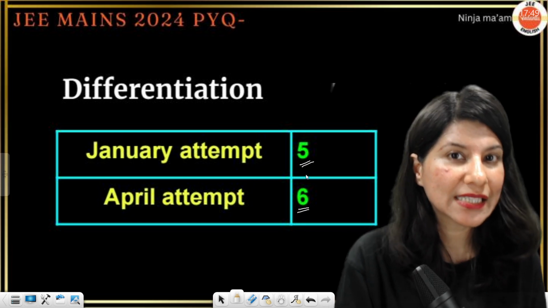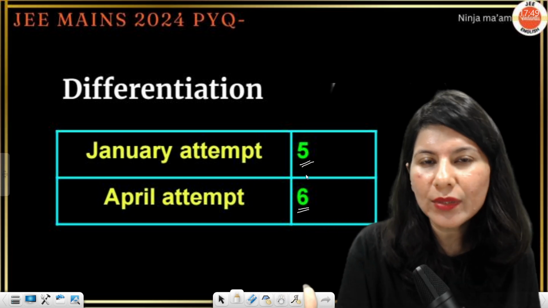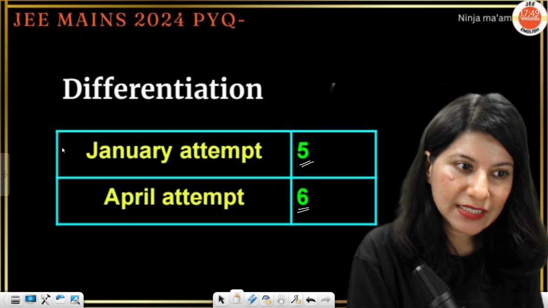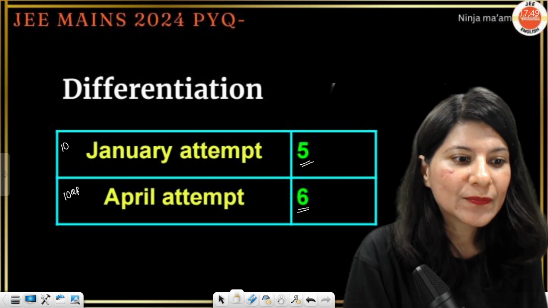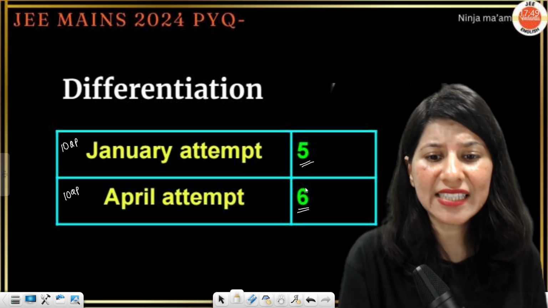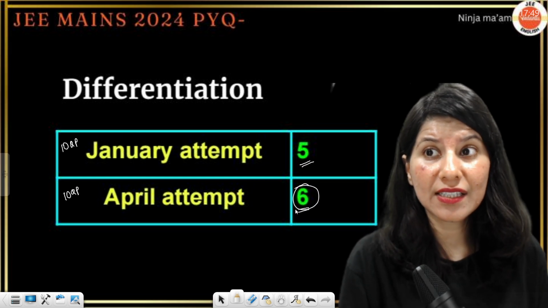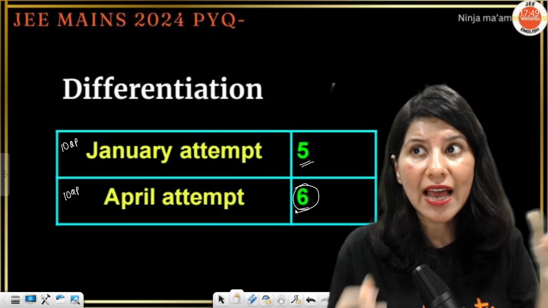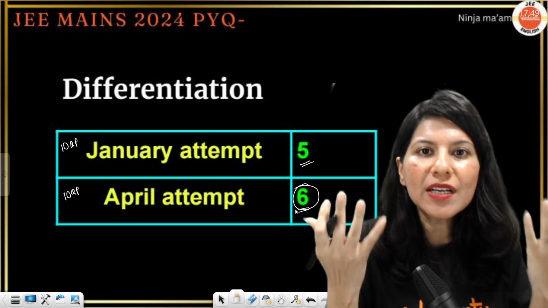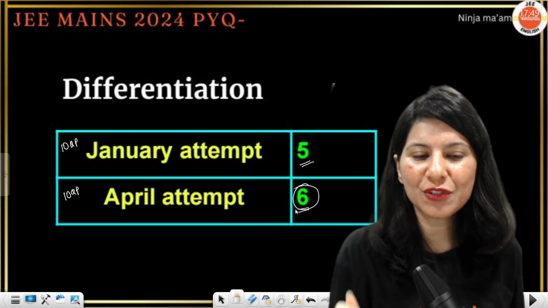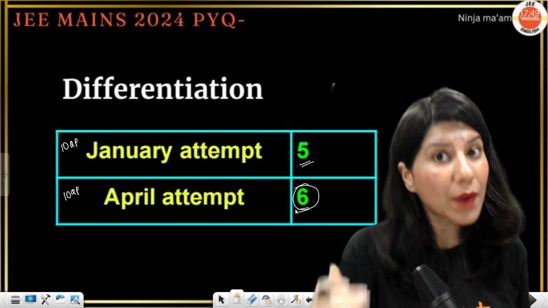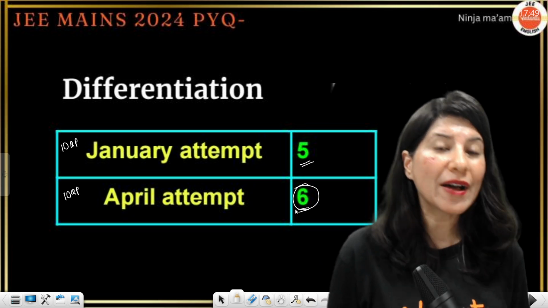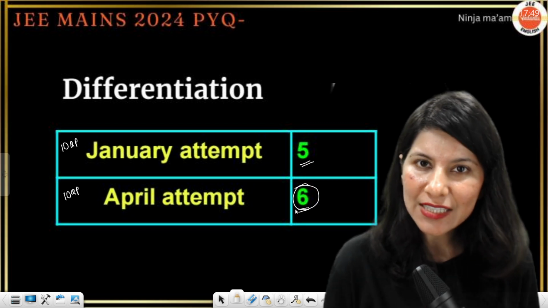What does that mean? 6 questions, 5 questions, but how to calculate the weightage of it? It is very easy. 10 question papers were held in the January as well as the April attempt. So clearly, 6 questions means that out of 10 question papers, 6 question papers had a single question and the remaining 4 question papers had no questions from differentiation. That means this is a low weighted chapter, but this is a scoring chapter because differentiation is very easy, because you have learned differentiation in physics as well. That is number one point.